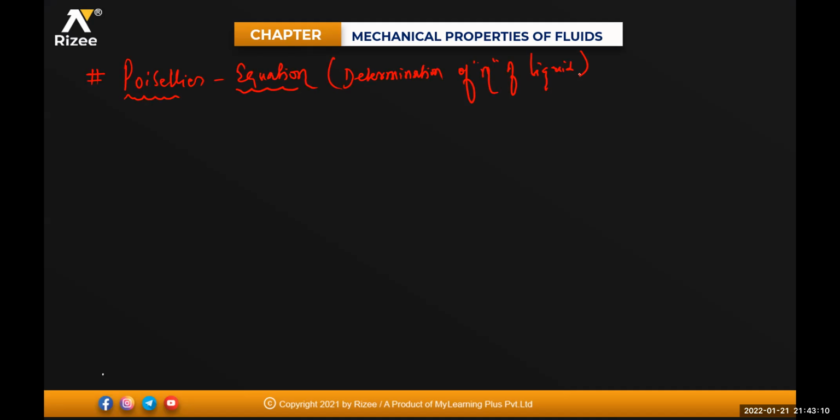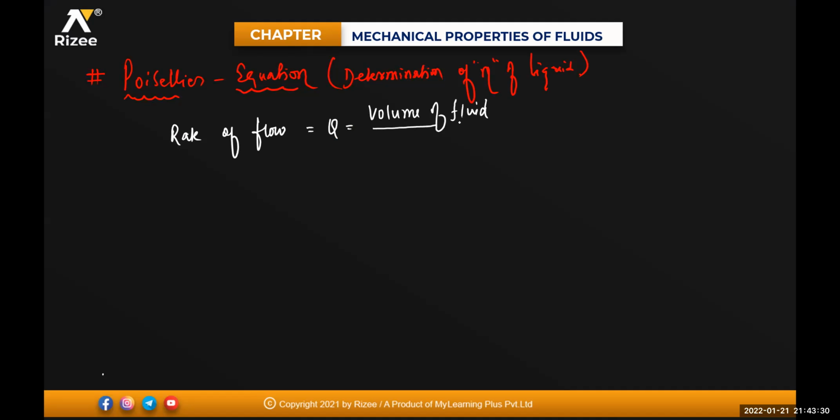Poiseuille's equation is nothing but it is used to find the coefficient of viscosity of liquid, and it is associated with pipes, whatever the liquid is flowing through. That means I can say that rate of flow is represented by Q, that is nothing but the volume of fluid. Rate means what?